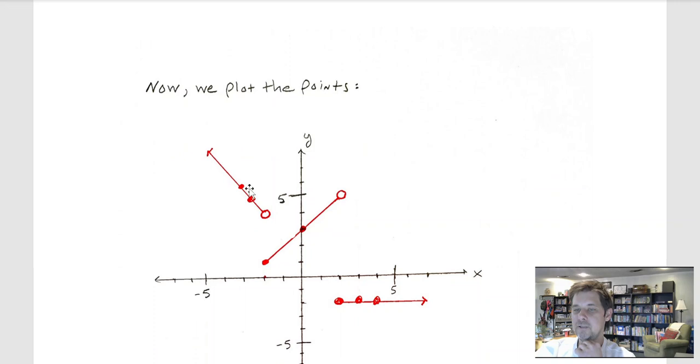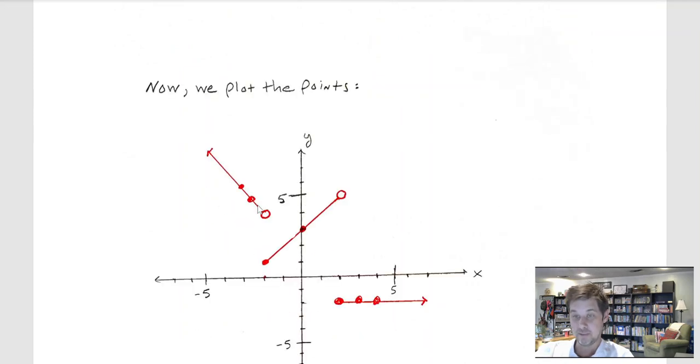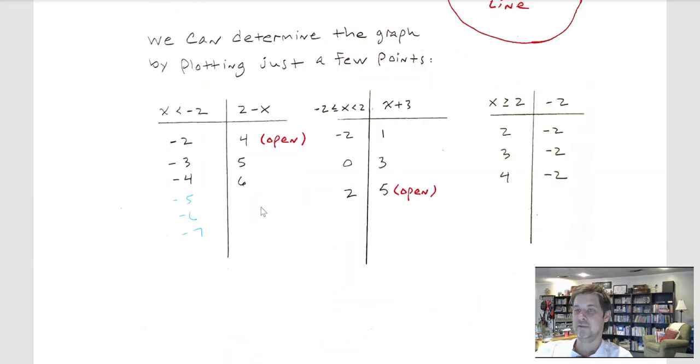Now, notice how I drew this line to continue beyond the points that are actually on my table. Why did I do that? Well, because the formula allows for x to be less than negative 2. So I could keep going. I mean, it would be ridiculous to continue doing this because at some point we know what it looks like. Sorry, got interrupted. But this will continue forever. And so I have to say, well, it is a line and it will continue off in the direction of whatever pattern has been established by the points that I found. Okay? All right. Now let's go to this middle one.